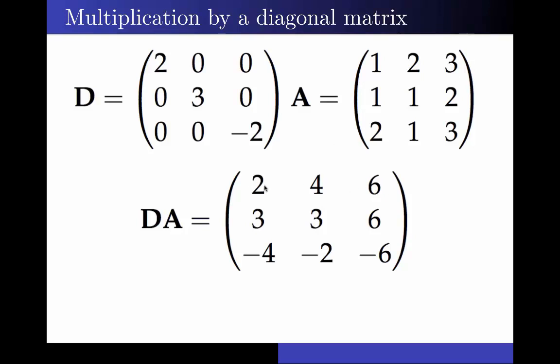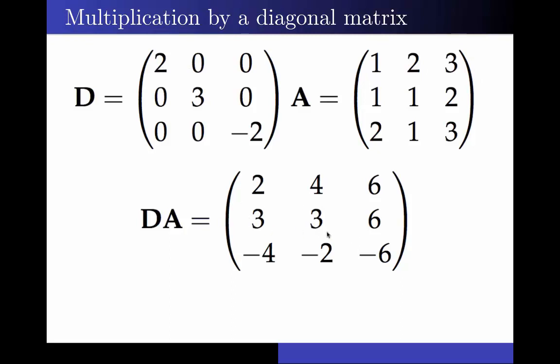Well, let's think about getting this first row of the product. To get the first row, I take the first row of D and multiply it by the first column of A, then by the second column, and then by the third column. It's almost like I pick up this row of D, turn it on its side, and push it through A. Now these zeros are always going to line up with the bottom two rows of A, and the 2 is always going to multiply the first row. So I really just get 2 times 1 plus zeros, 2 times 2 plus zeros, 2 times 3 plus zeros. And so the result of D times A is 2 times that first row of A.